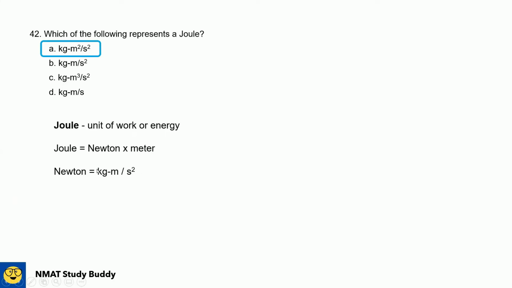Kasi di ba yung formula for force is equal to mass times the acceleration due to gravity. Kaya meron tayong meter per second squared. So yung force na to, itong unit ng force na Newton, i-multiply pa natin siya sa unit ng distance, which is meter. So kaya merong meter squared dito. Ayan, kilogram meter squared per second squared.